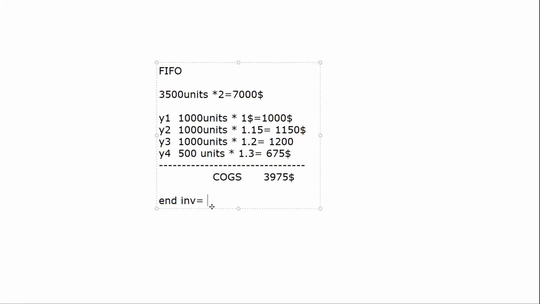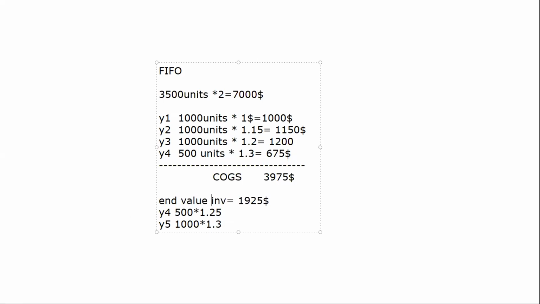So the ending inventory in year 4 was 500, only 500 left, times 1.25, because in year 4 it was 1.25. We're calculating the ending value. And in year 5, 1,000 units times 1.3. So in total, if you sum it up, you will end up with $1,925 of ending value of inventory.